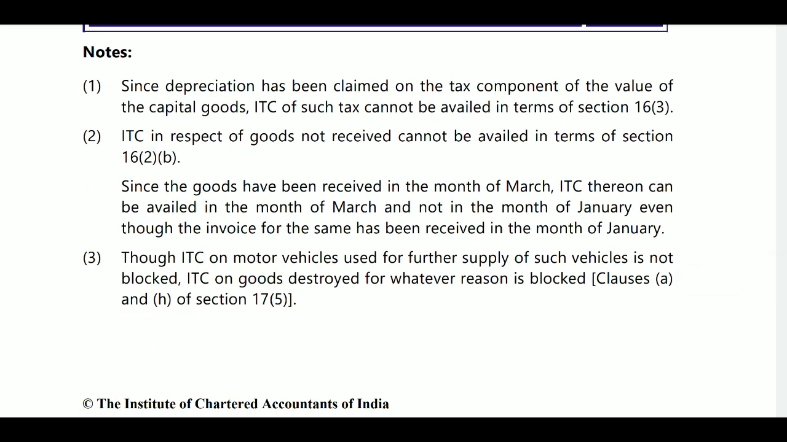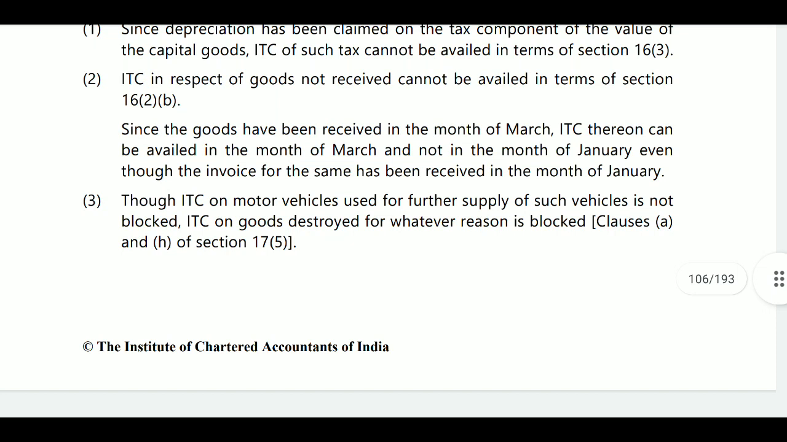Note: since depreciation has been claimed on the tax component of the value of capital goods, the ITC of such tax cannot be availed in terms of section 16(3). If you have claimed the depreciation, you are not eligible for claiming the ITC as per section 16(3). Next, in respect of goods not received, if you have not received any goods, you cannot claim the ITC as per section 16(2). Since goods have been received in the month of March, ITC can be availed in the month of March and not in the month of January, even though the invoice was received in the month of January.